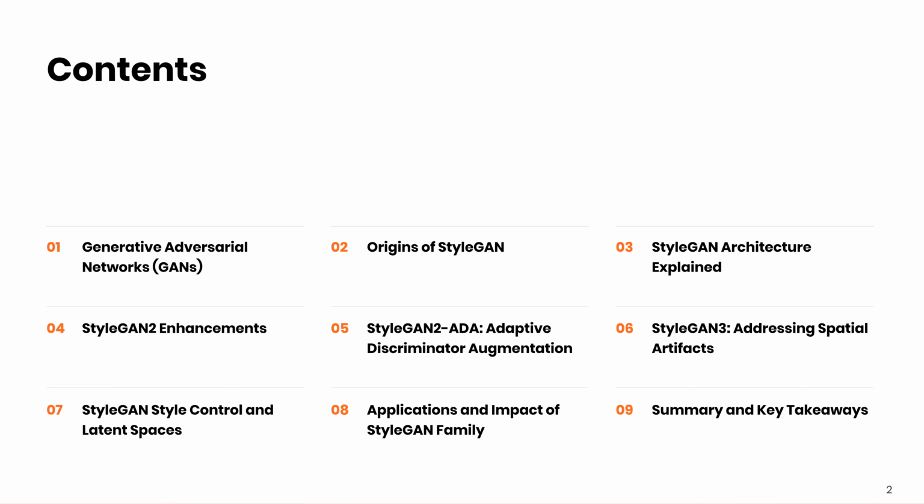Next, StyleGAN architecture explained: how style is mapped, how features are injected at different layers, and how the synthesis network builds the final image. After that, StyleGAN 2 enhancements deliver crisper, more natural looking results. Then, StyleGAN 2 ADA, adaptive discriminator augmentation, adds data tricks so the model learns well with smaller datasets. StyleGAN 3 addresses spatial artifacts and misalignments. We'll also cover the core StyleGAN concepts, style control and latent spaces, and wrap with applications and impact. Finally, a summary and key takeaways.